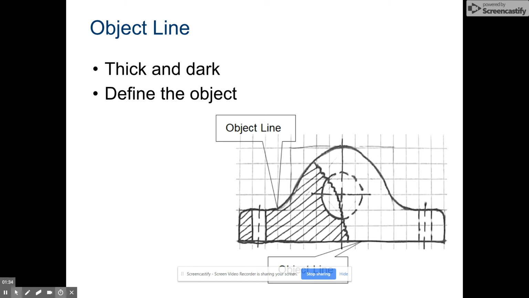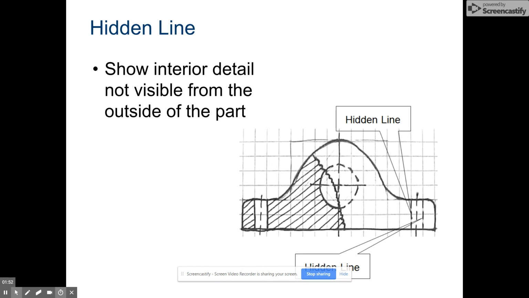Those are different, though, than the object lines. The object lines, you'll notice the arrow pointing, are very dark and thick, and it should be pretty obvious, but they're meant to go ahead and outline the object. So they're lines that outline the object. Okay, so everything around this that's very dark is the object line.